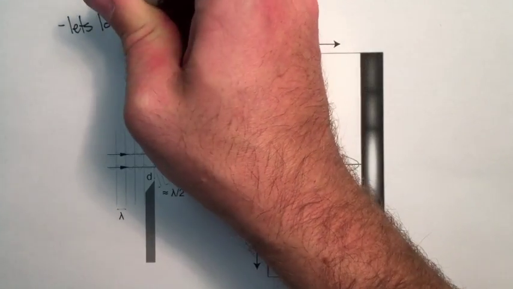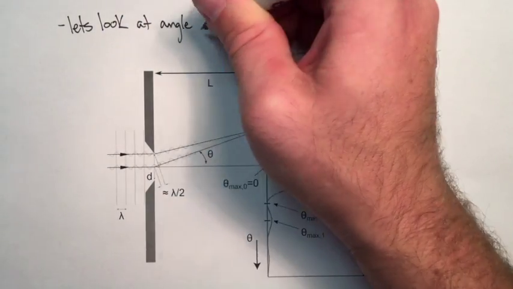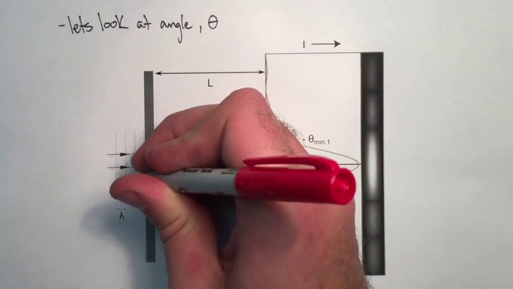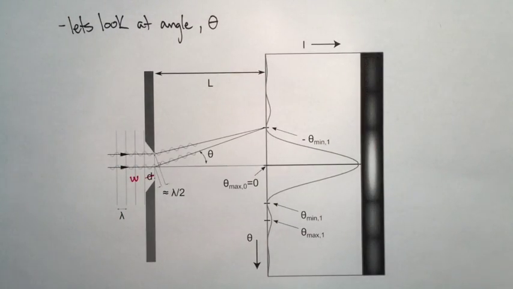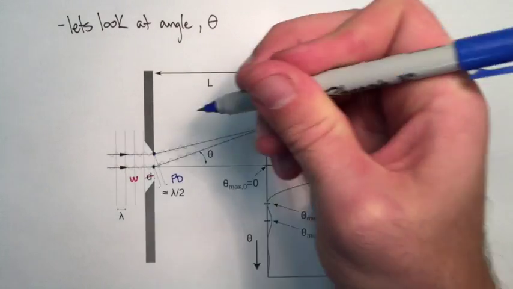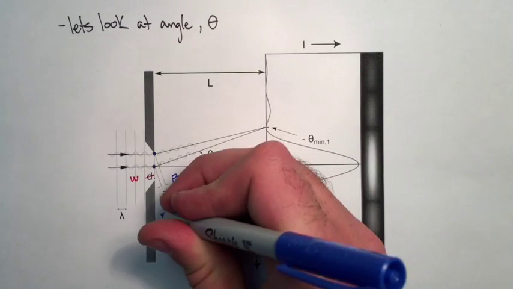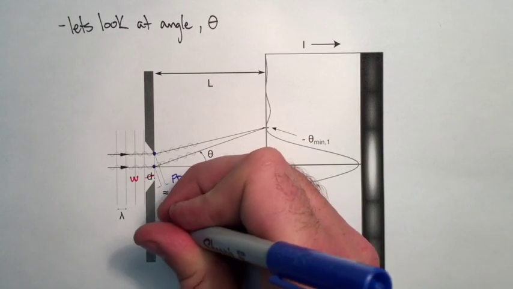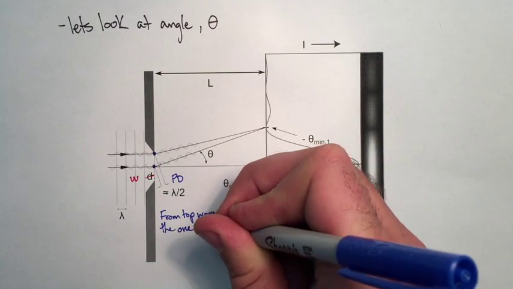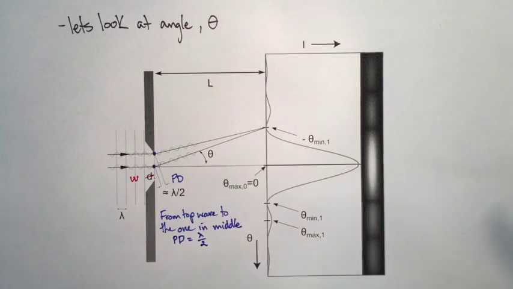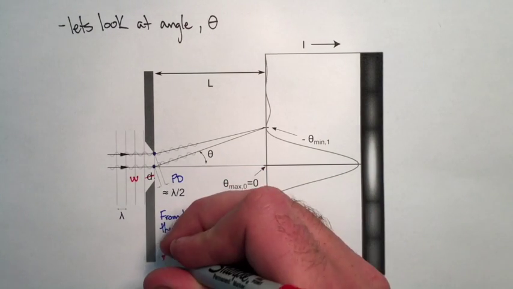If we mathematically want to take a look at how this pattern is created, we're just going to arbitrarily pick some angle theta. We're going to look at waves going through that single slit. In this case, we're going to look at a wave going near the edge of the slit and compare it with a wave going through the middle of that slit. The slit will be of width W.